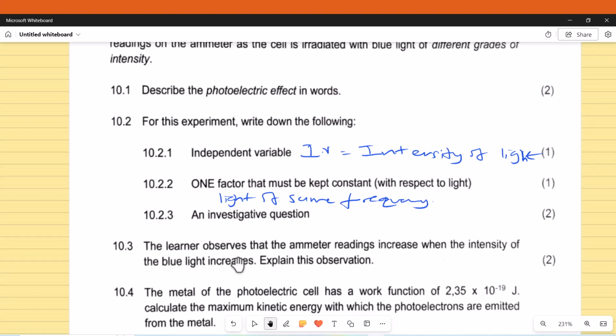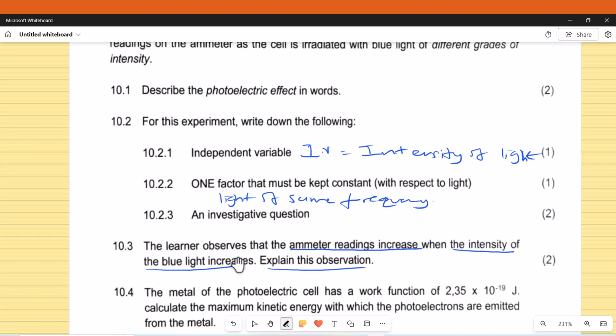Okay, so what do you think? What do they observe? That the ammeter readings increase, okay? That ammeter readings increase when the intensity of blue light also increases. So they say we should explain this. So what can you say?